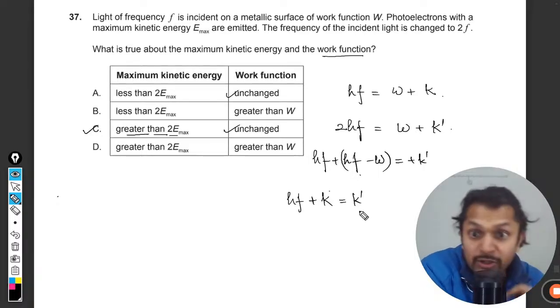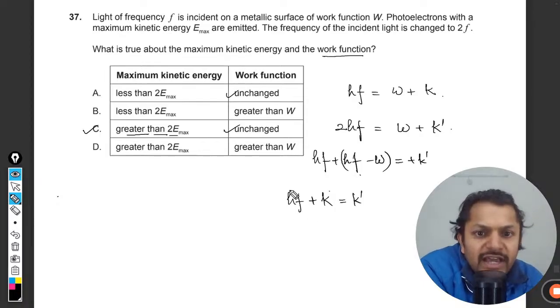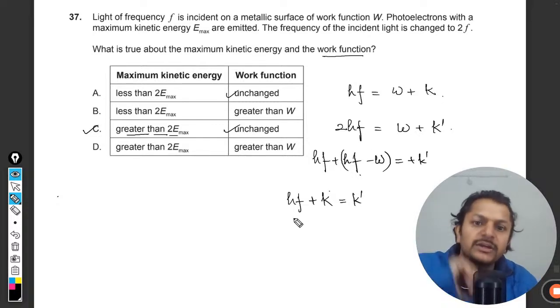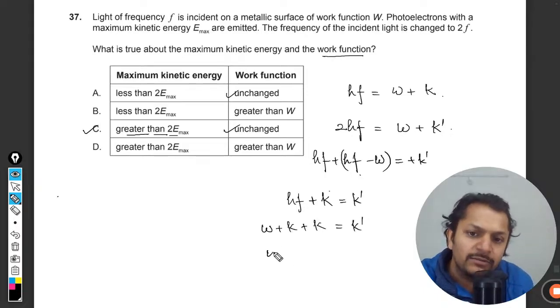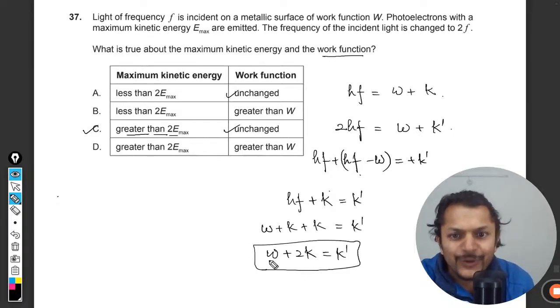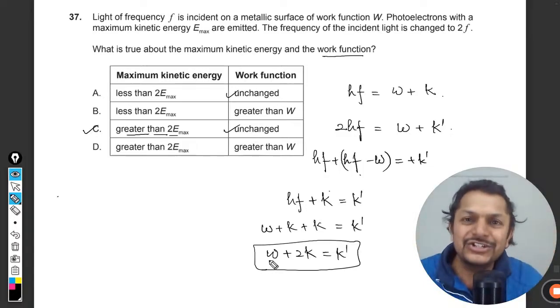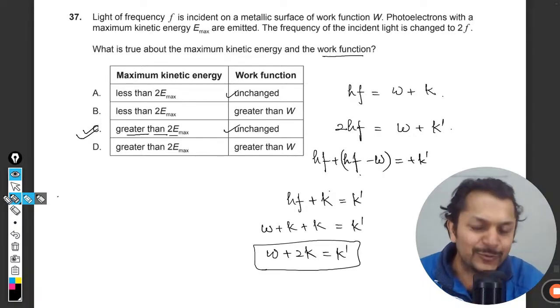Now, still we are not able to prove that it will be greater than this. So we have to substitute the hf also. Now I can again say that hf is equal to W plus K. I again substitute this, so that will become W plus K plus K is equal to K dash. So it will become W plus 2K is equal to K dash. Clearly, by using this equation, we can say that in the second case, the final maximum kinetic energy will be more than double of what it was earlier. Hence, the answer for us will be C. So this is how we explain this question.